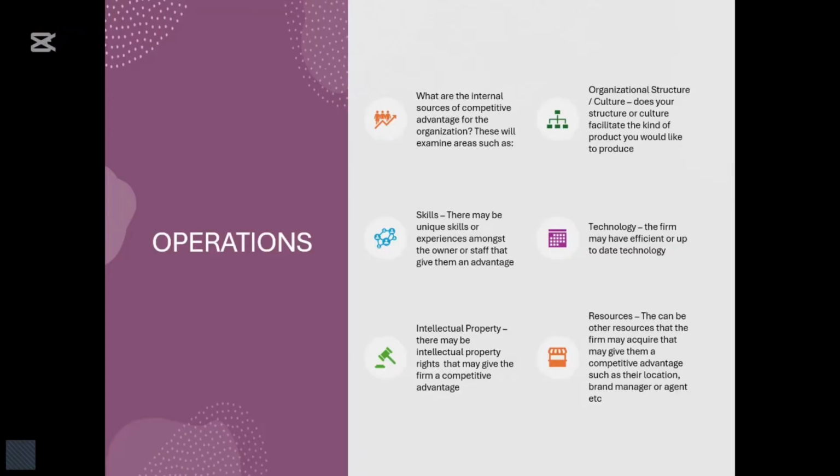The other one could be resources. Sometimes you have certain resources that give you a competitive advantage. Let's say a supplier. Your supplier might be the only supplier that there is for this product. And therefore, you might have a contract with that supplier that sets you apart from everybody else. Your location. Sometimes you may have had some form of a preferential agreement with regards to where you are located. And therefore, that also sets you apart. So this is something that we explore in terms of the internal operations of your business.